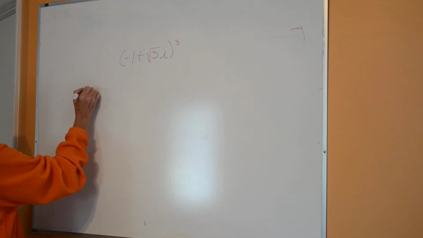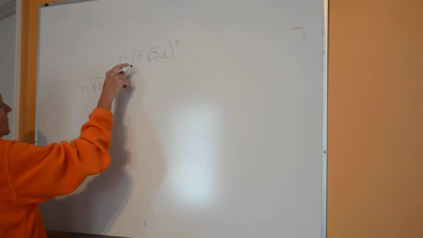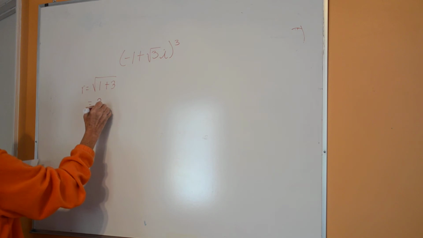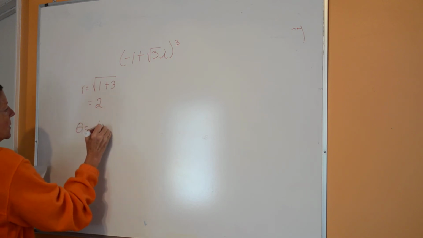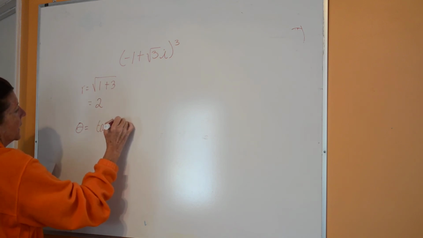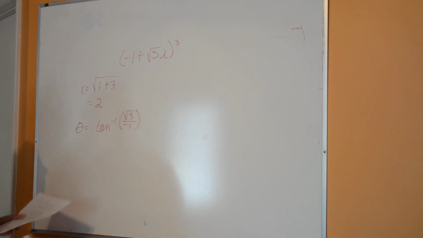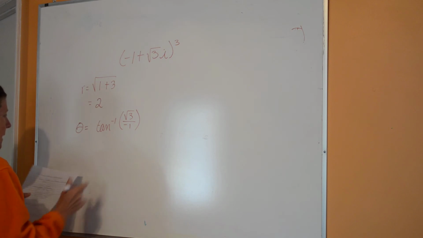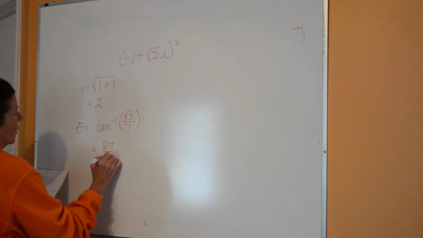So r is going to equal the square root of 1 plus 3, because it's that squared plus that squared, which is going to give me the square root of 4, or 2. The angle is going to be the inverse tangent of the square root of 3 over negative 1. Okay, so that's going to be in my second quadrant. That is actually going to give me a value of 2 pi over 3.